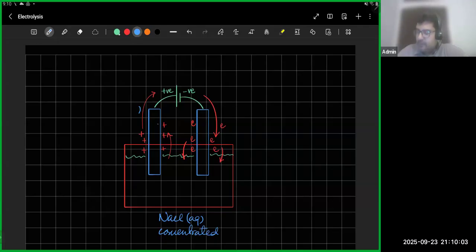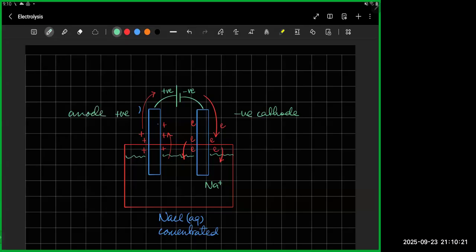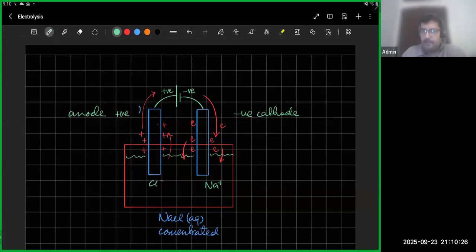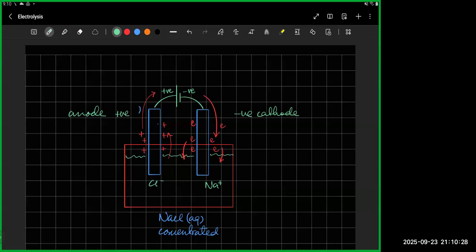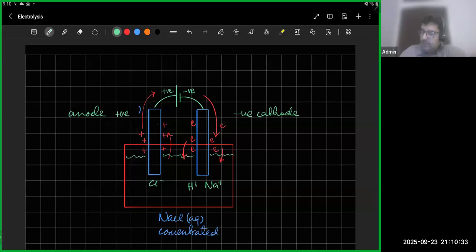So your solution is going to have sodium ions, which will be attracted to the negative cathode. In this case, dilute means that there will be less NaCl present in the solution and there's going to be more water, right? Over here, it's concentrated. So there's going to be H+1 and there's going to be OH-1.